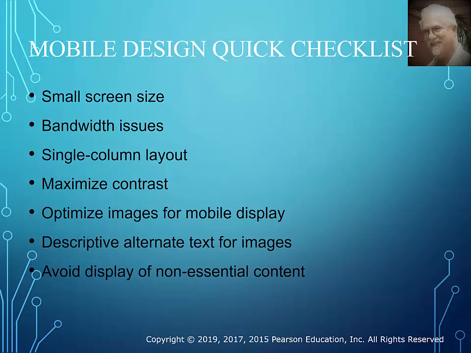So, some simple checklists. Remember, you have a small screen size, you have a small bandwidth, you have only a single column, you want to maximize contrast, you got to optimize those images, describe alternative text for images, and avoid display of non-essential content. Avoid the display, and I'm going to show you how to do that in subsequent lectures.